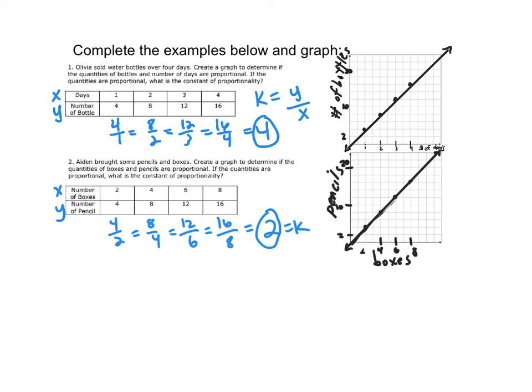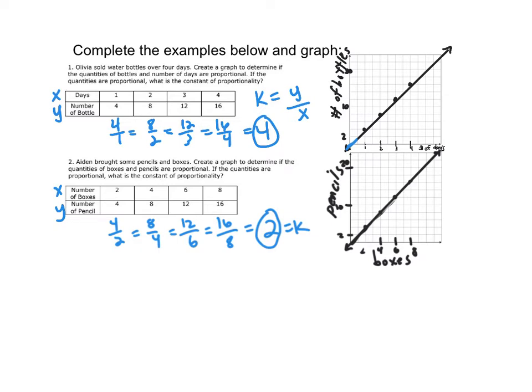This one is a little crooked, so it really does go through 0, 0. You may notice that they're pretty evenly spaced out. Your points don't have to be evenly spaced out. They just all need to obviously be on the line for you to determine if they're proportional.